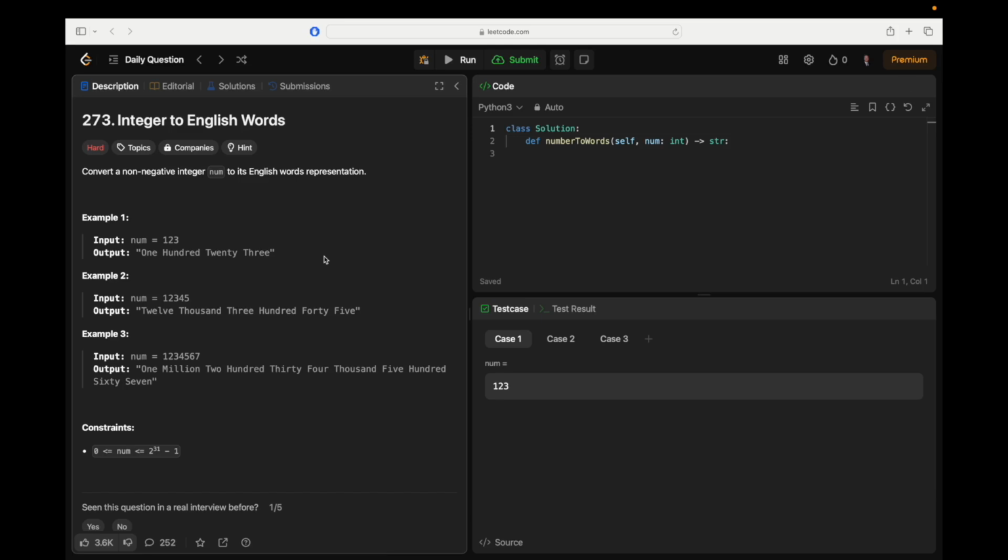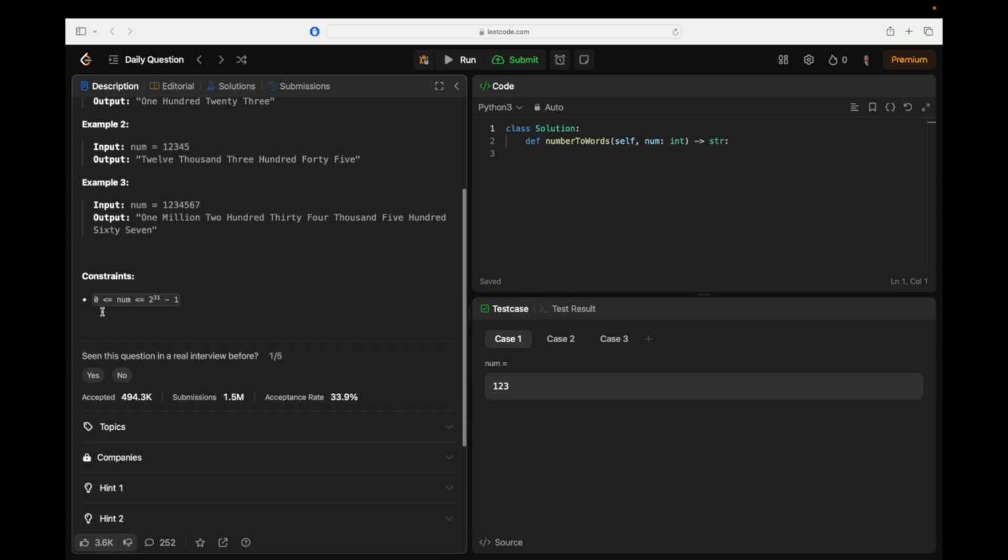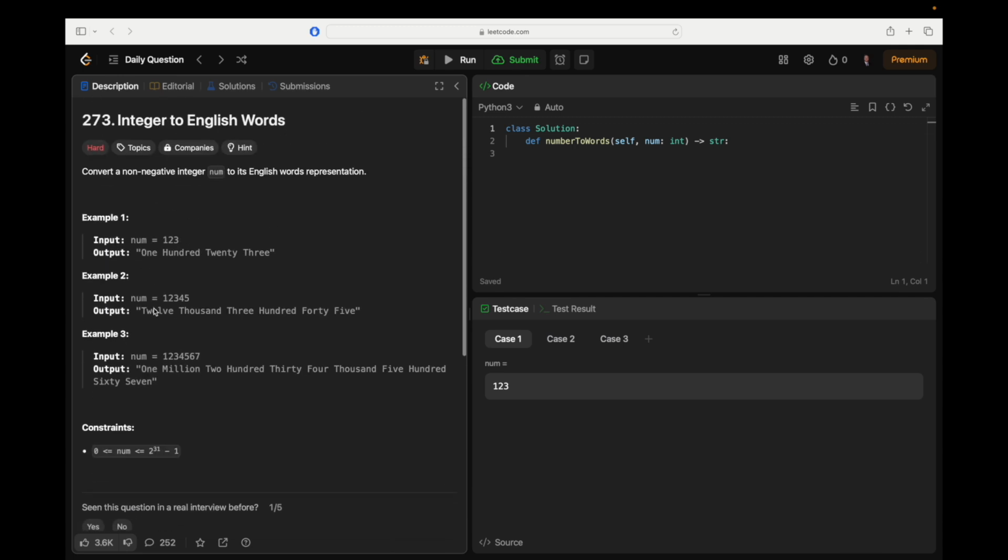You know what? Why not? Let's do this daily. We'll go in blind on a hard one. Let's see if we can do this. Convert a non-negative integer num to its English words representation. I like how this one's kind of simple. I imagine that means it's gonna be really hard.